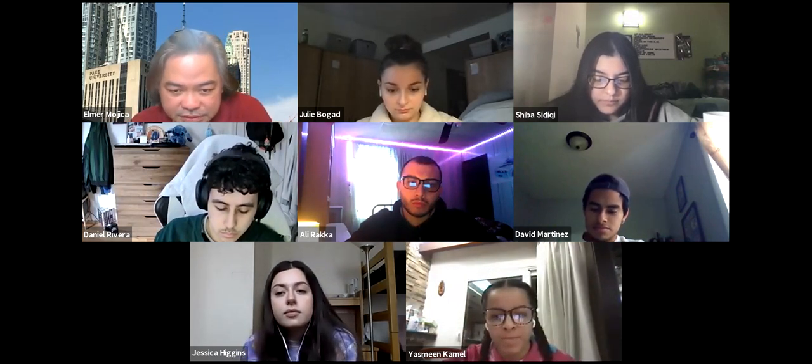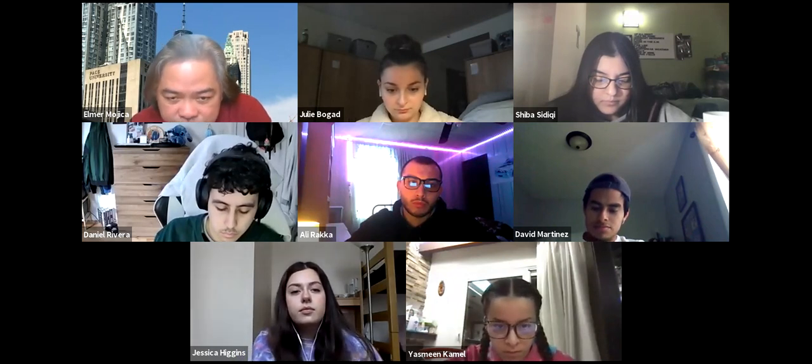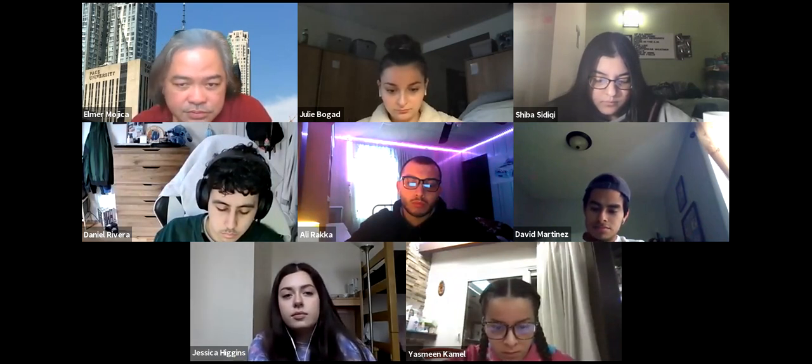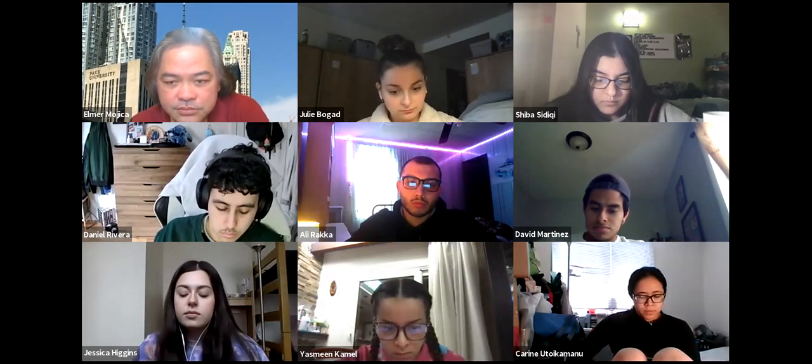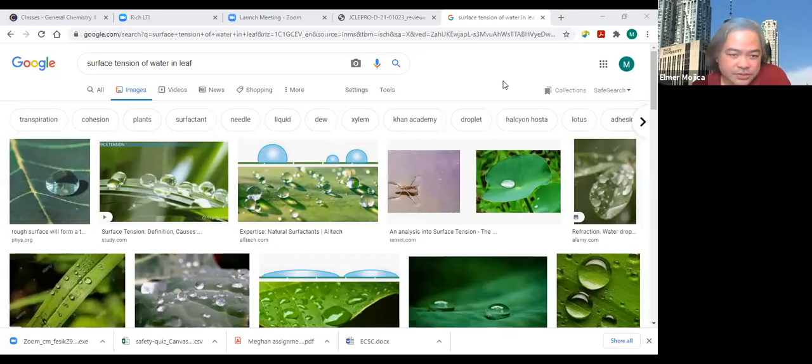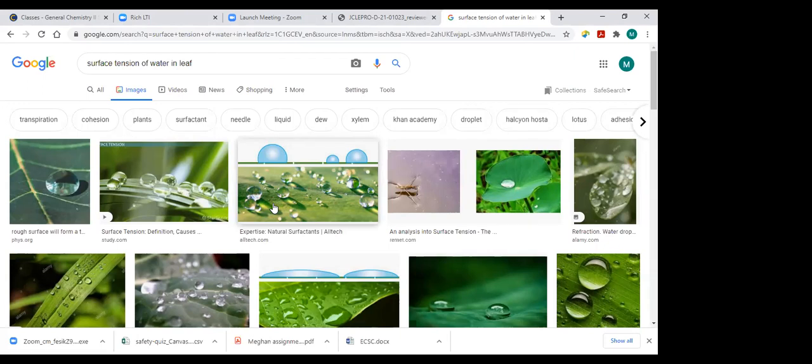So let's say this one. Do you see this leaf with water? So what allows this water to form droplets? Okay, it has a strong IMFA that holds the molecules together. So that's another example of what we call surface tension.